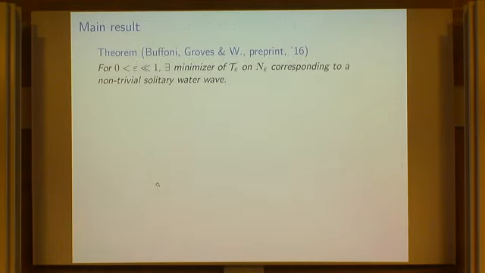Okay, so the main result for this problem is that there is a minimizer for each small epsilon, and this corresponds to a non-trivial solitary wave. But just from this, we cannot really say much about what the wave looks like.